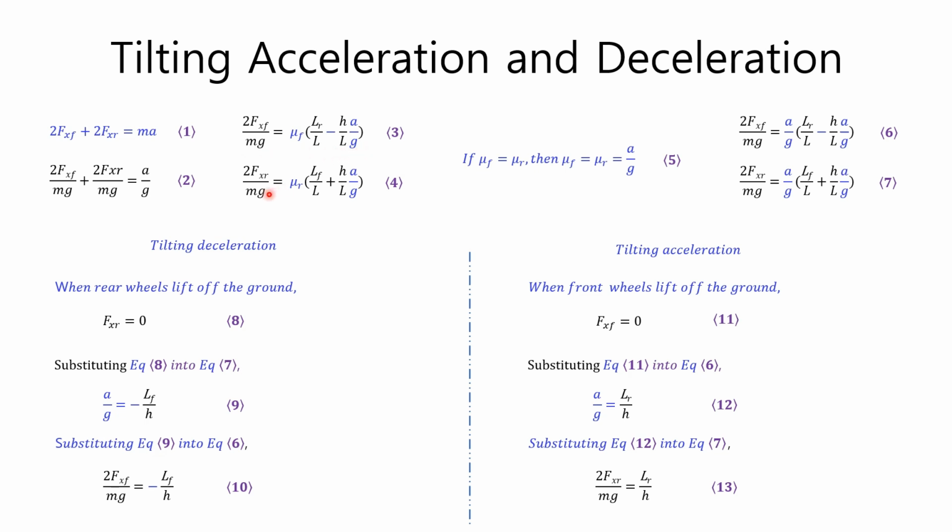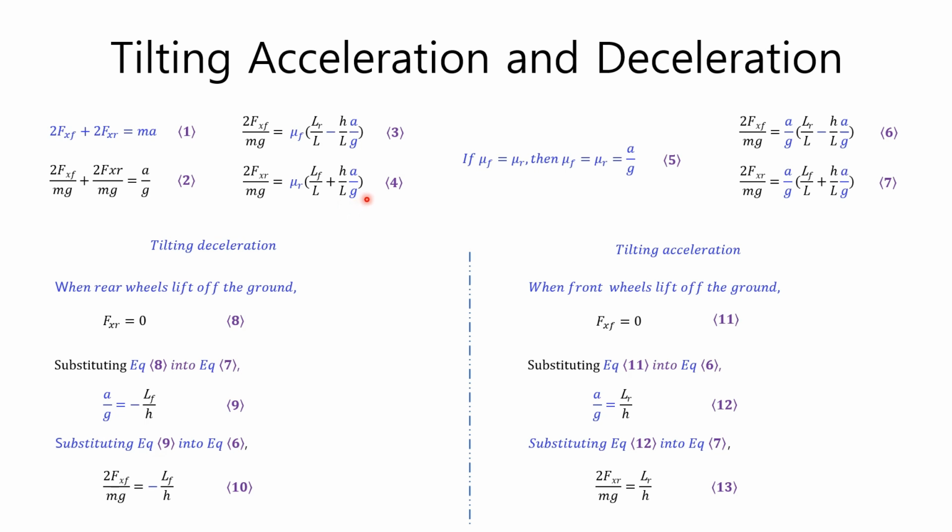The non-dimensional expression for the rear axle driving force can be expressed as equation 4. In equation 3, the first term in the parentheses on the right side represents the driving force based on front static vertical load, and the second term represents the dynamic load due to acceleration a. Similarly, in equation 4, the first term in the parentheses on the right side represents the driving force based on rear static vertical load, and the second term represents the dynamic load due to acceleration a.